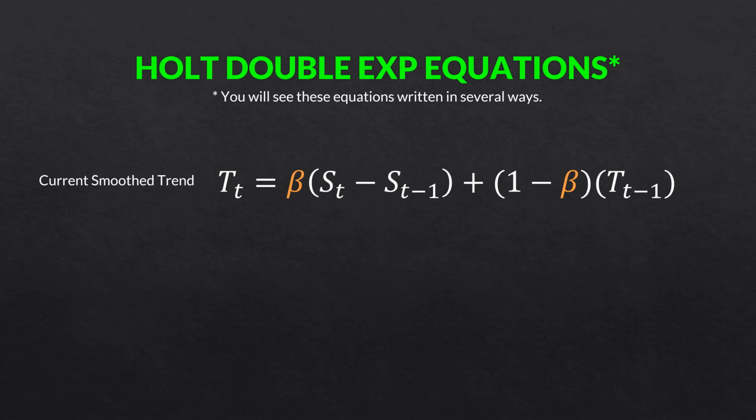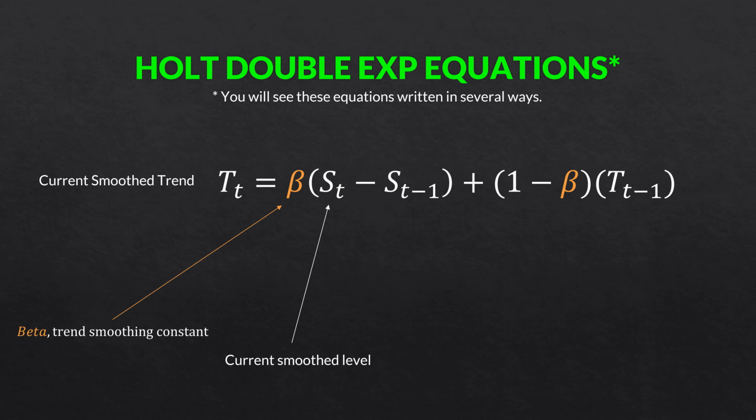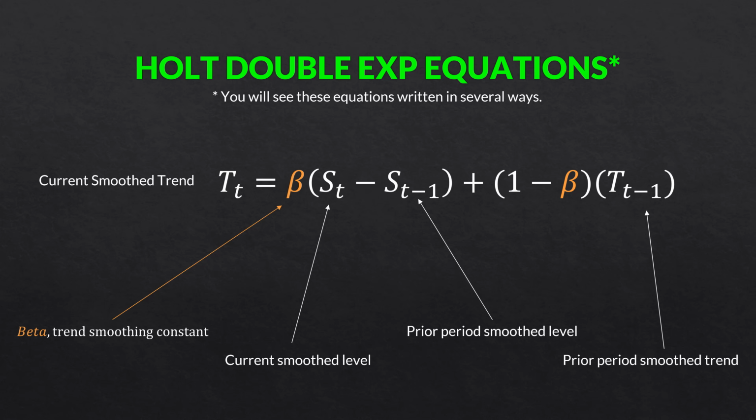So the current smooth trend, or t sub t, is equal to beta times the difference between the current smooth level and the prior smooth level, plus 1 minus beta times the previous smoothed trend. Beta is our smoothing constant. We have our current smooth level s sub t, our prior period smooth level s sub t minus 1, then we have 1 minus beta, and then t sub t minus 1, which is our prior period smoothed trend.